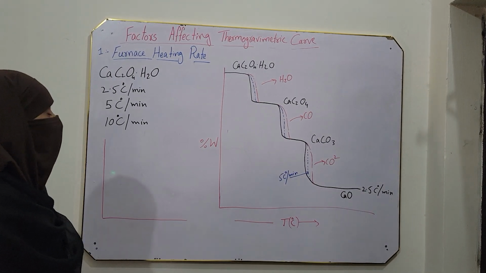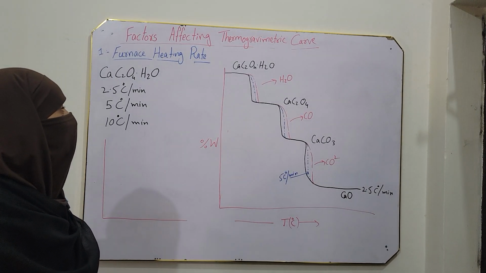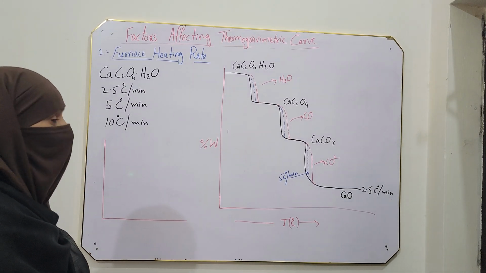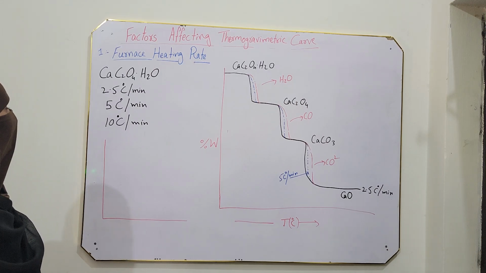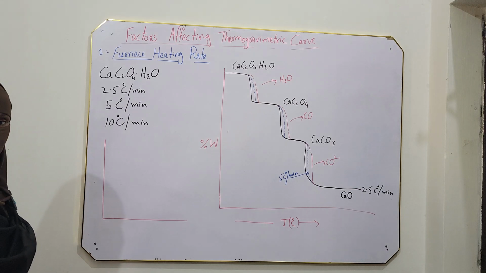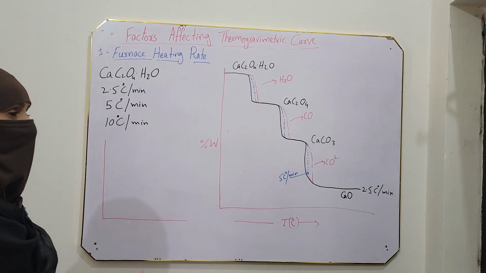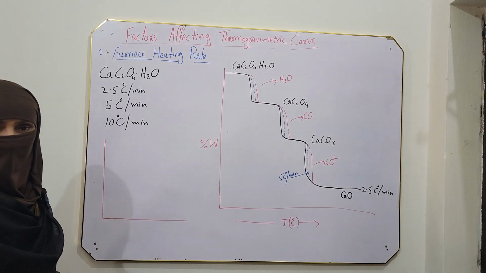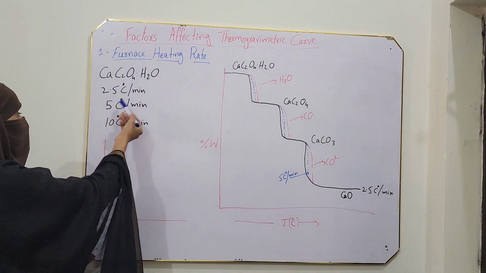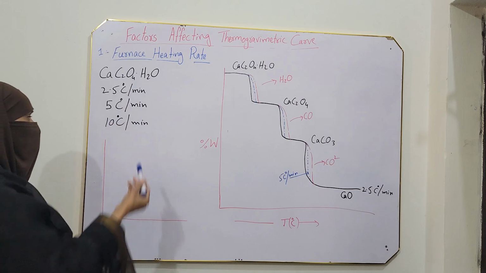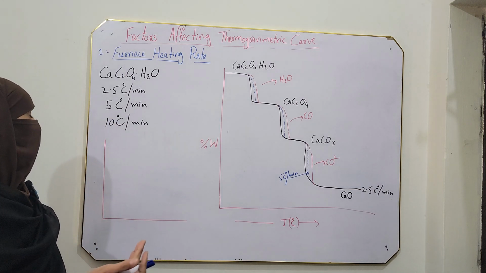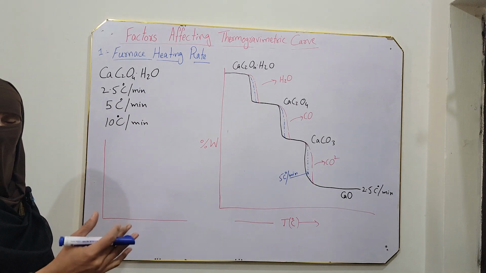We will discuss different factors which affect the thermogravimetric curve, meaning the thermogram. Among these factors, one of the most important is the furnace heating rate. We can heat our furnace, which is our heating element in thermogravimetry, at different heating rates. This heating rate may be 2 or 2.5 centigrade per minute, 5 centigrade per minute, 10 centigrade per minute, even 1 centigrade per minute. We can apply different heating rates for our sample.